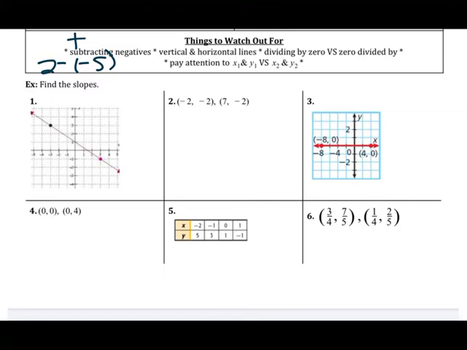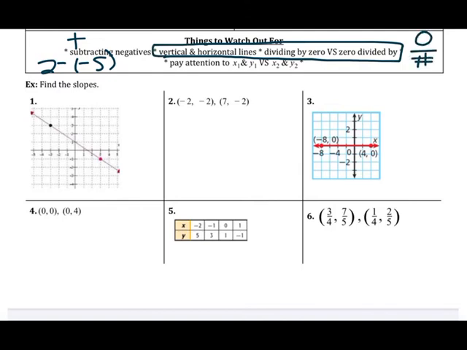The second thing, watch out for vertical or horizontal lines, and that actually ties to this next part. Be careful of when you have a slope of 0 over a number, that would mean that the slope is 0, versus a number over 0, that would mean that the slope is undefined. You are allowed to divide 0 by a number. You are not allowed to divide a number by 0.